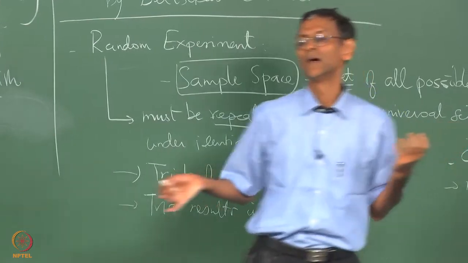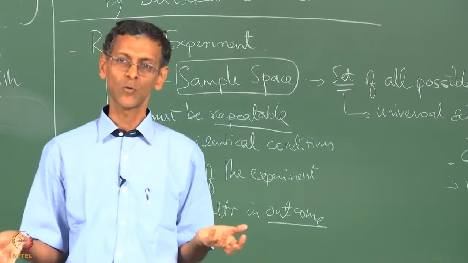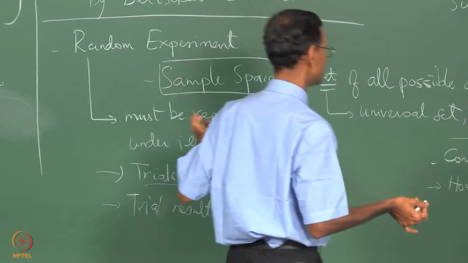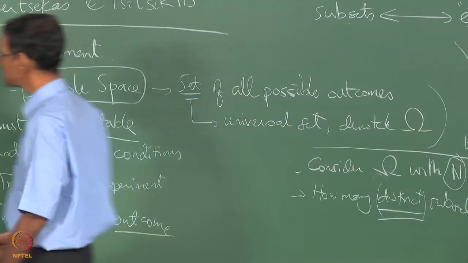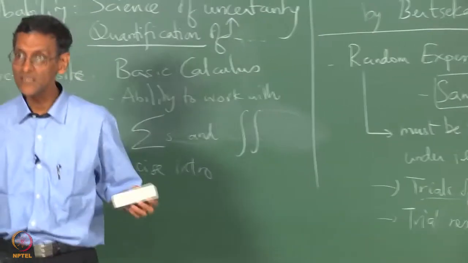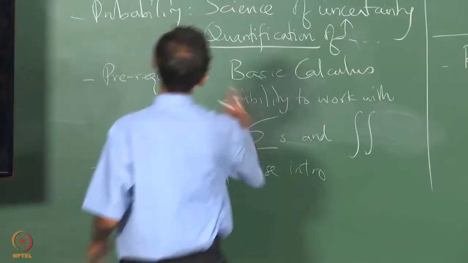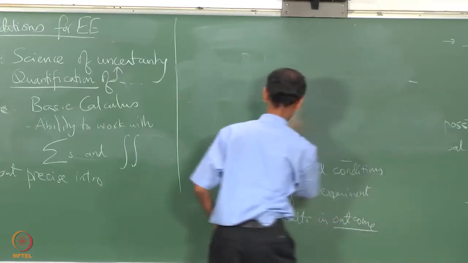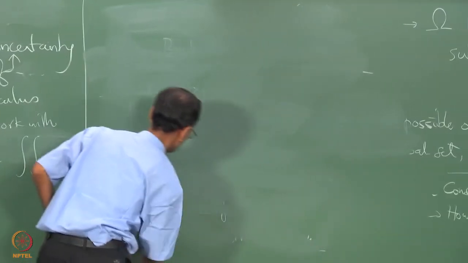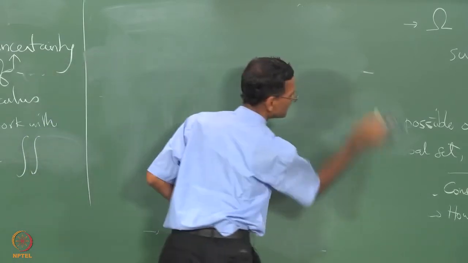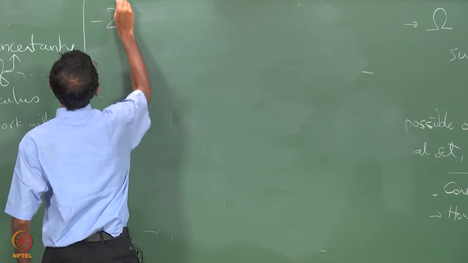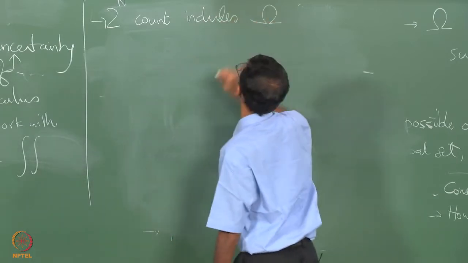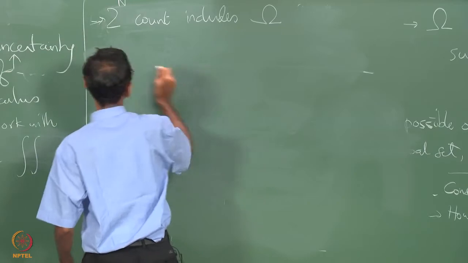You also include in this count of 2 power n two very important quantities. One is the all zeros, where nothing is included. What is that set called? This 2 power n includes the empty set, it also includes the all ones, which is the sample space itself. So let me talk about the empty set.